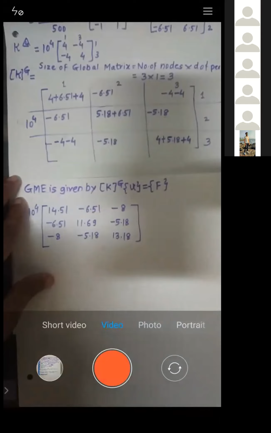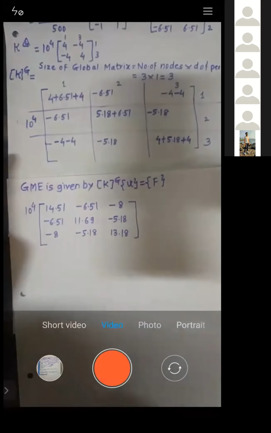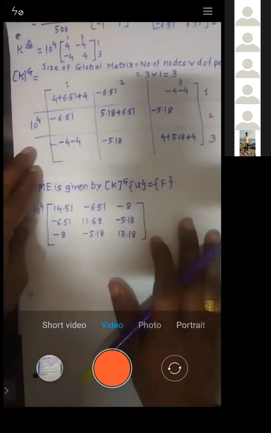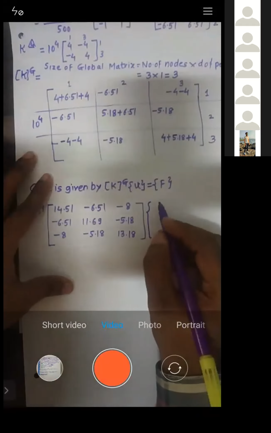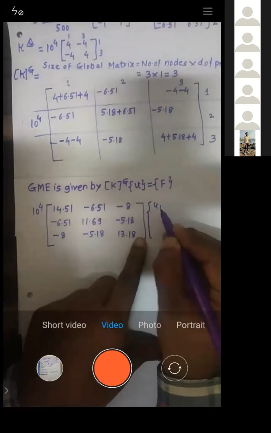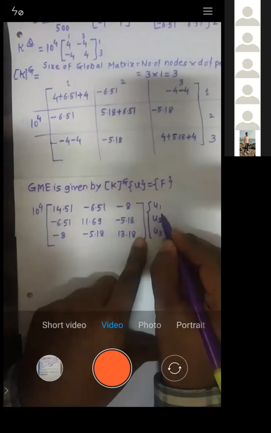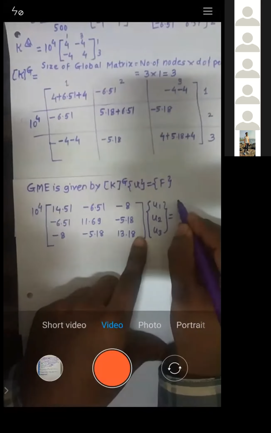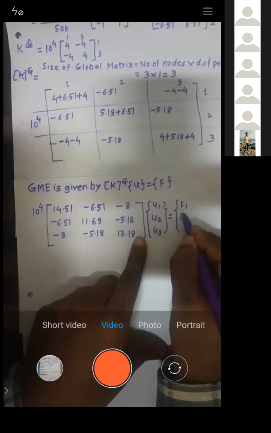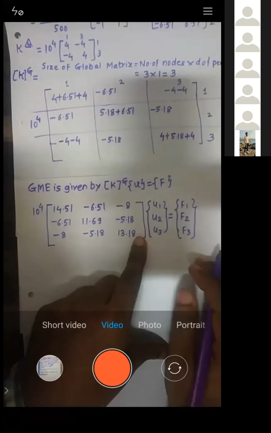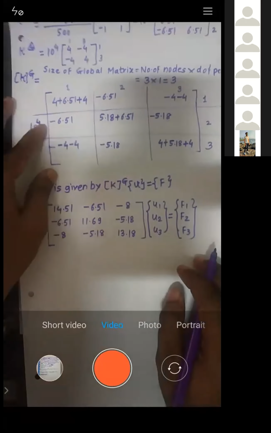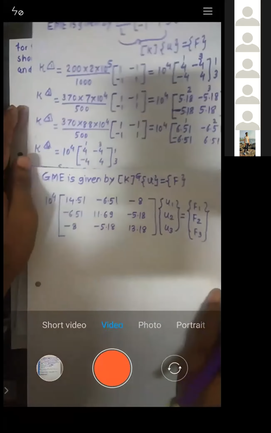Okay. Is it okay? Yes, sir. Okay. Now see, this is the global matrix. You need to multiply it by displacement. So there are 3 nodes, so obviously there will be 3 displacements, U1, U2, U3, right? Is equal to, obviously there are 3 forces, F1, F2 and F3. Now we are interested to solve this equation.